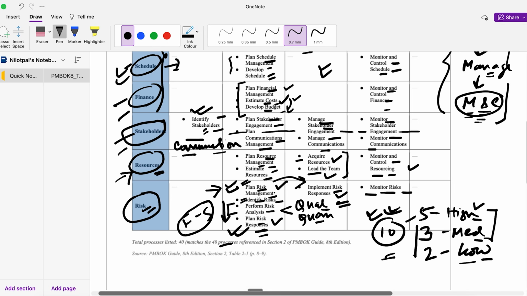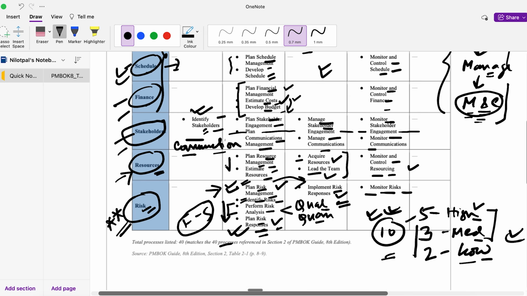Because there are still 3 steps left after planning, which is to identify, perform the risk analysis, which will help you categorize as high, medium, low, and then you plan the risk responses. So if you have to learn anything out of this entire table, learn this finish to start relationship for risk, which we will solve a question on now as well. There is an important finish to start relationship which you need to learn.